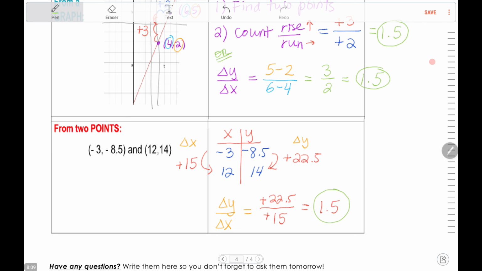These are 3 different ways we can find a slope: given a graph, given 2 points, and given a table.